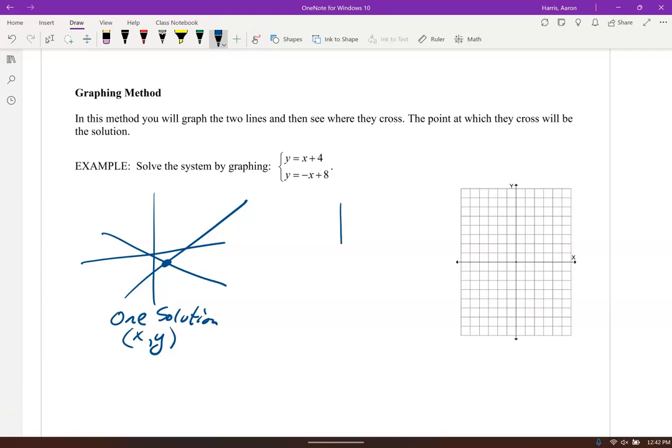A second scenario, you graph the first one, you graph the second one. Those are supposed to look parallel. They have the same slope. They're parallel. Do they cross? No. So there's no solution. That's the second scenario.